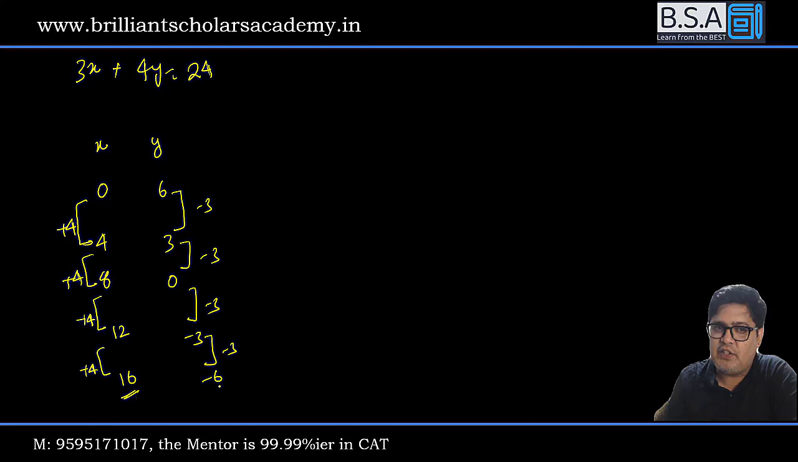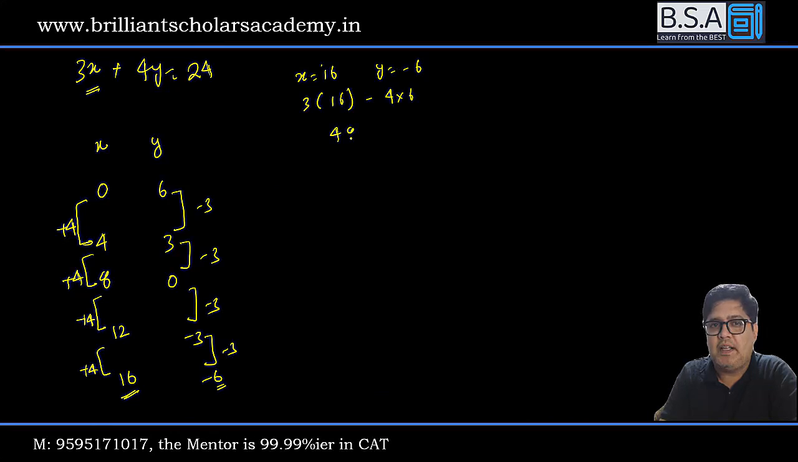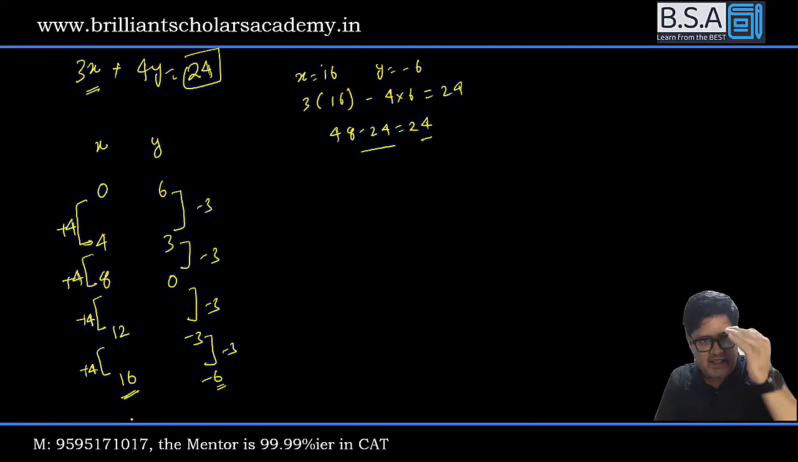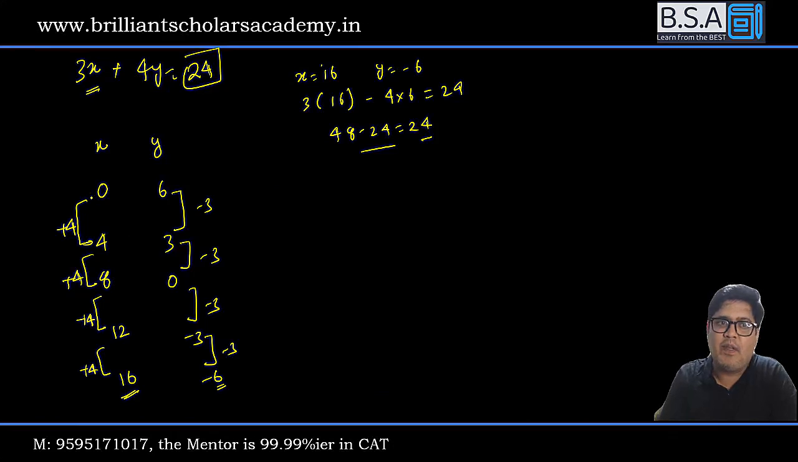Let me verify this for you. When I put x is equal to 16 and when I put y is equal to minus 6, see, this is 48 minus 24 is equal to 24. Do you see the right hand side value matches? So you can create infinite values like this. I am increasing x by 4. Can I also decrease x by 4? Check. Let me create another set of solutions for you.